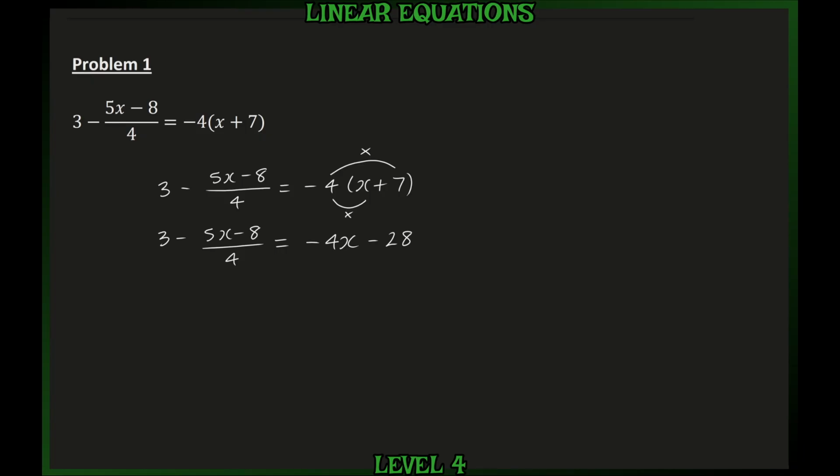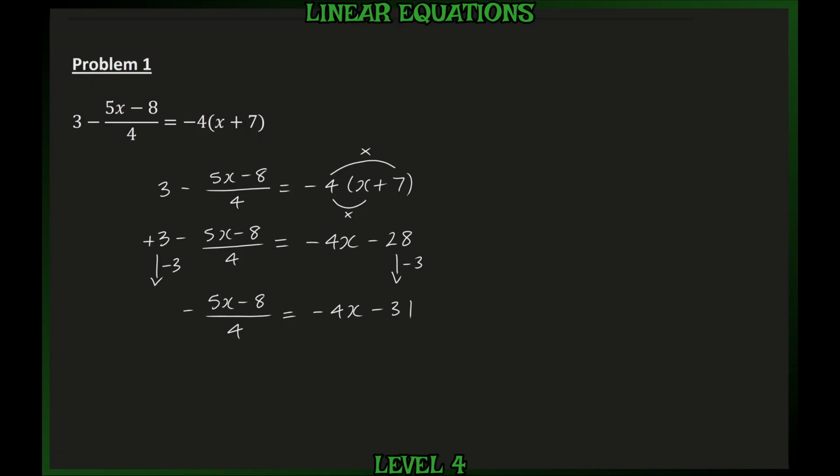To now leave the fraction on the left on its own, I'm going to remove the 3. And this 3 on the left-hand side is a plus 3 or a positive 3. So we can remove it by subtracting 3 from the left and also subtracting 3 from the right. Now on the left, the plus 3 and the minus 3 cancel out, so this leaves us with (minus 5x minus 8) over 4 is equal to minus 4x minus 31.